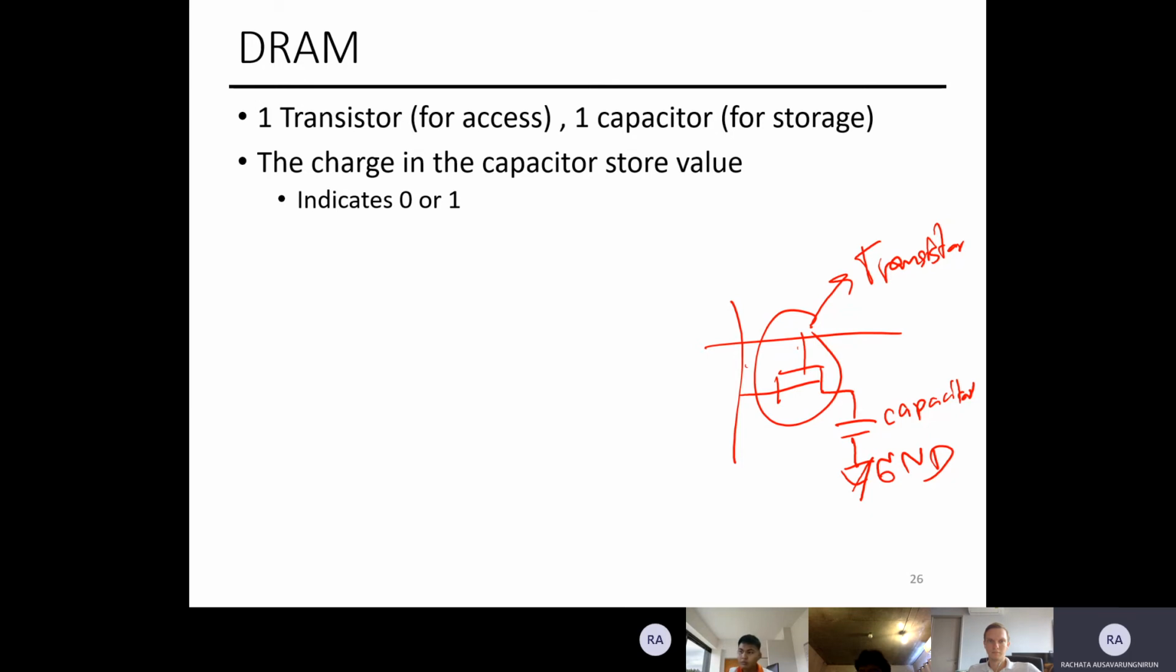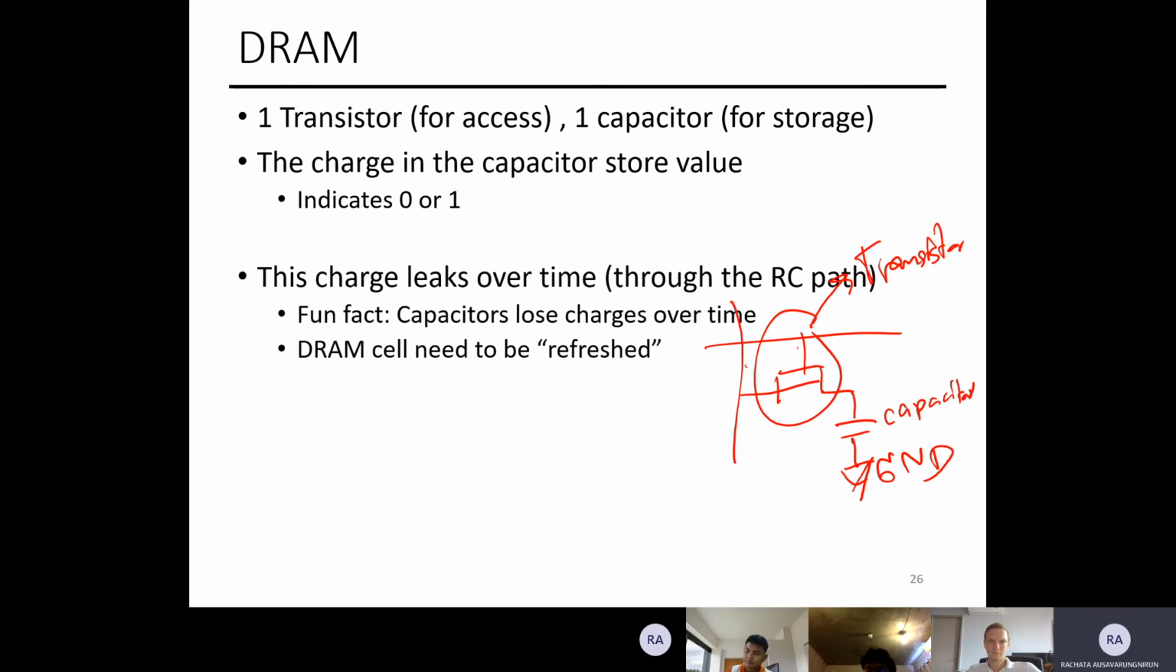We will talk about how we deal with this leakage. We call this leakage, basically charge leaks over time. And DRAM has to be refreshed, which means that periodically you need to overwrite the same value again and again to maintain the charge, to maintain the value. Otherwise, ones would become 0 because electrons move out.